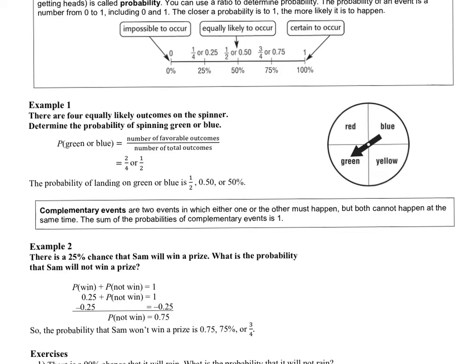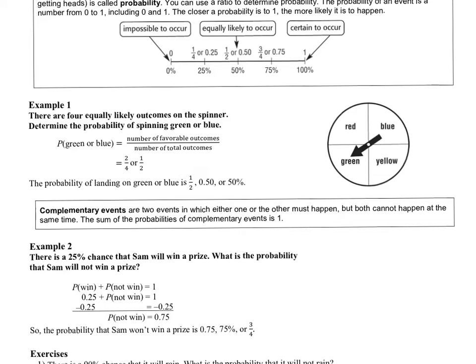Okay. So complementary events. It's the opposite of what you're doing. Complementary events are 2 events in which either one or the other must happen. Both cannot happen at the same time. The sum of the probabilities is 1.